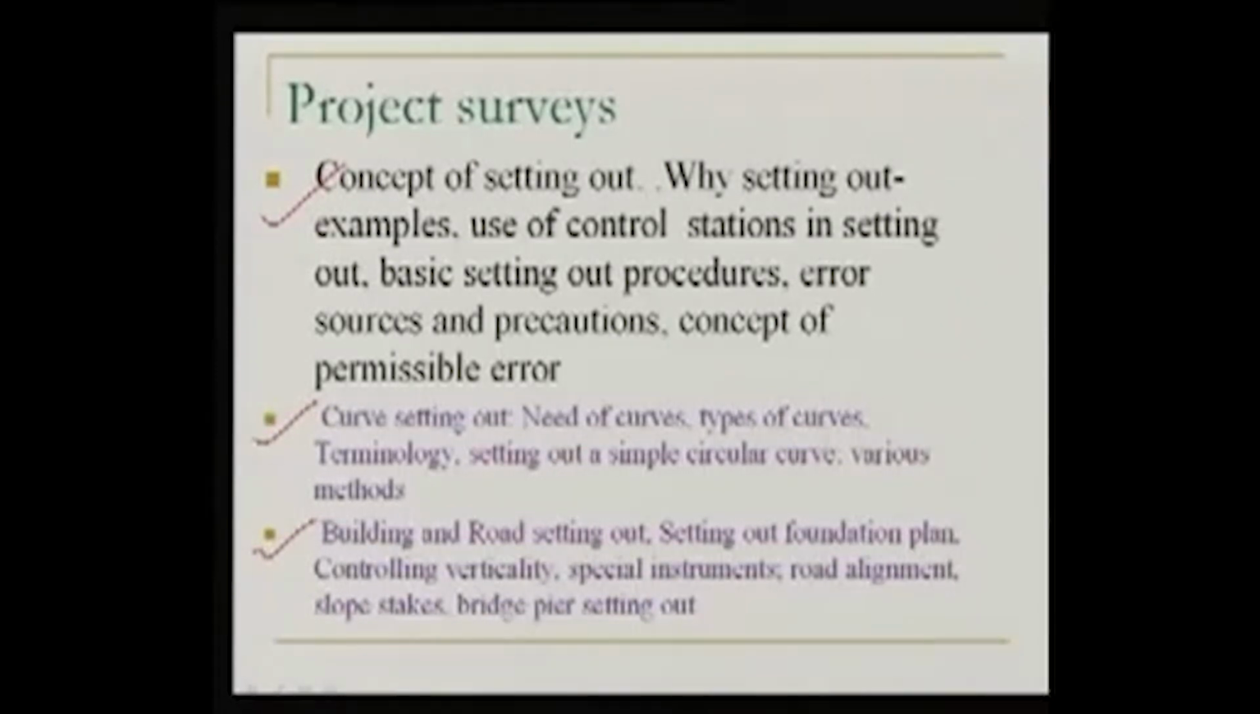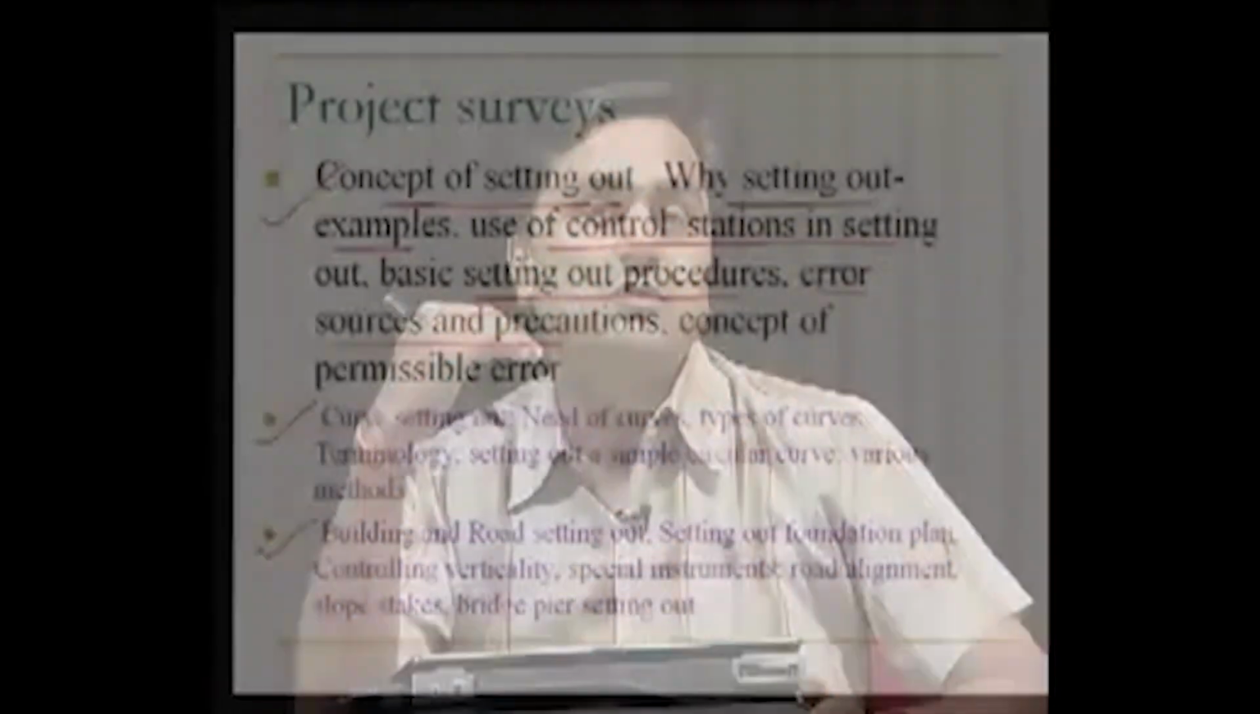So first of all, we will be talking about the concept of setting out. Why we need to set out. We will see one example. Then we will see the use of control stations in setting out and what are the basic procedures for setting out. Later on, we will see the error sources and what precautions we need to take, and finally, what is the tolerance level, permissible error which is there, and how to take into account that thing.